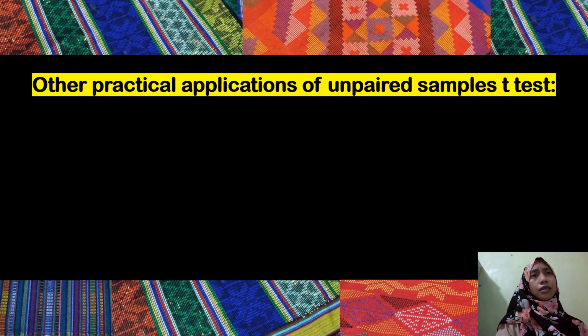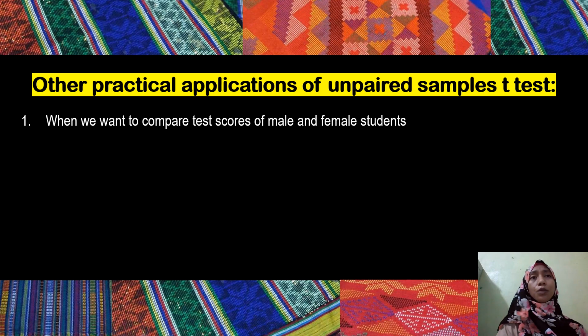So let's take a look at other practical applications of unpaired samples t-test. For example, we want to compare test scores of male and female students. If we want to determine if male students score better than the female students or if it's the other way around.